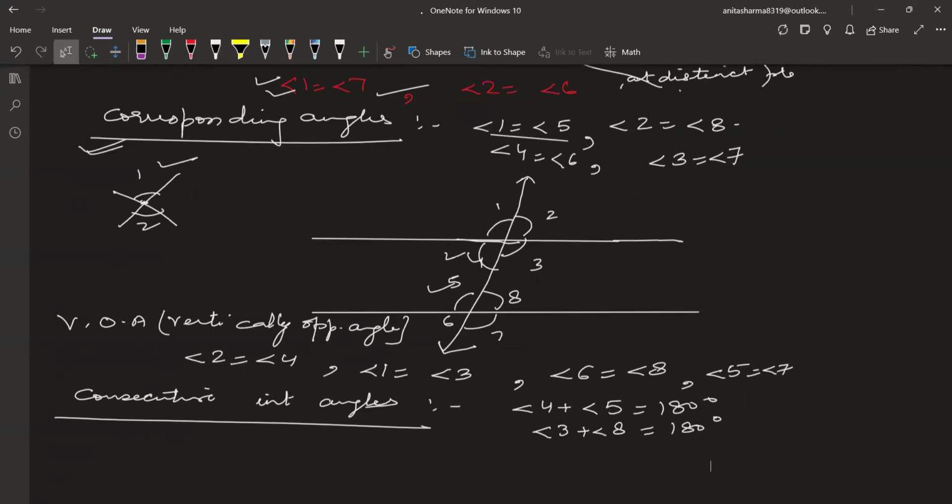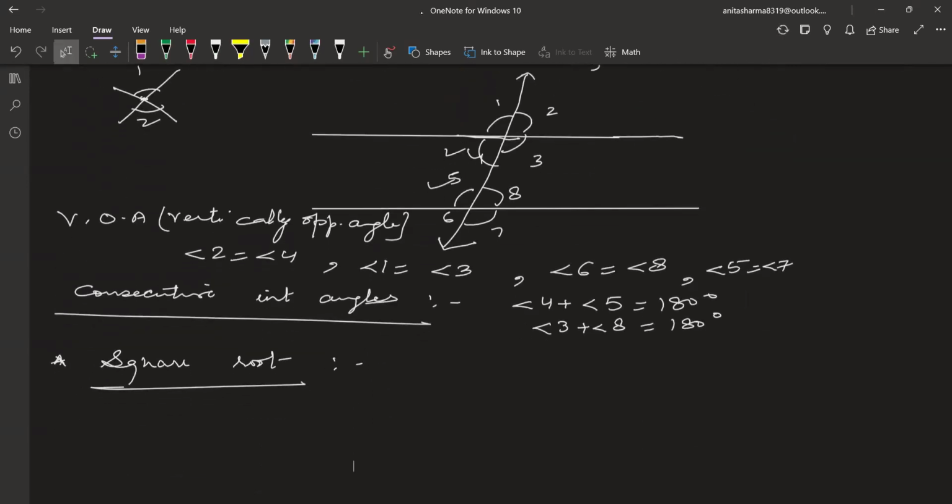Yes, all have understood? We can also write it as interior angles on the same side of the transversal. Please note this fast, hurry up. Ma'am, can you explain once again that consecutive interior means the angles come just after that angle. So angle 5 comes just after angle 4, and angle 8 comes just after angle 3.